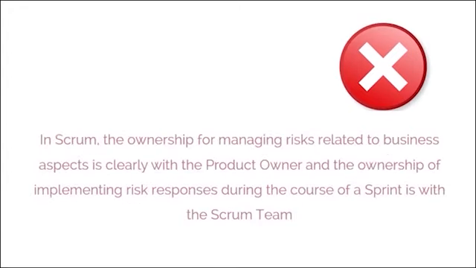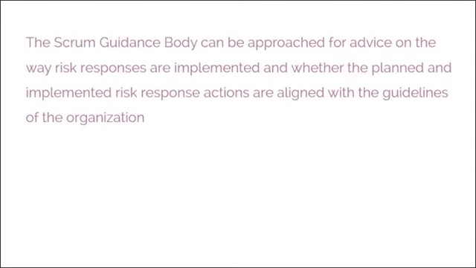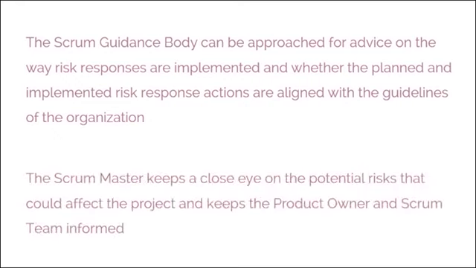In Scrum, the ownership for managing risks related to business aspects is clearly with the product owner, and the ownership of implementing risk responses during the course of a sprint is with the Scrum team. The Scrum guidance body can be approached for advice on the way risk responses are implemented and whether the planned and implemented risk response actions are aligned with the guidelines of the organization. The Scrum Master keeps a close eye on the potential risks that could affect the project and keeps the product owner and Scrum team informed.